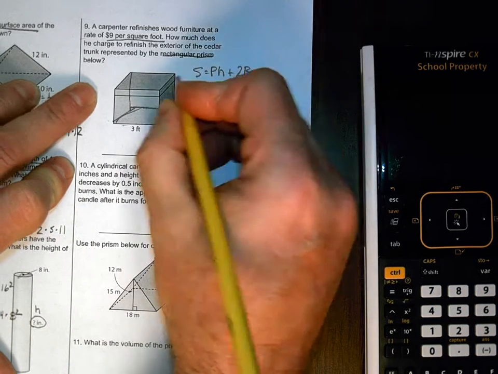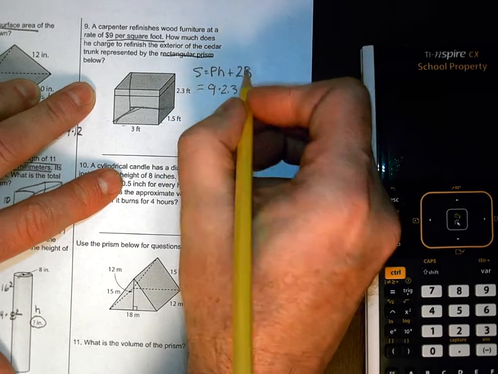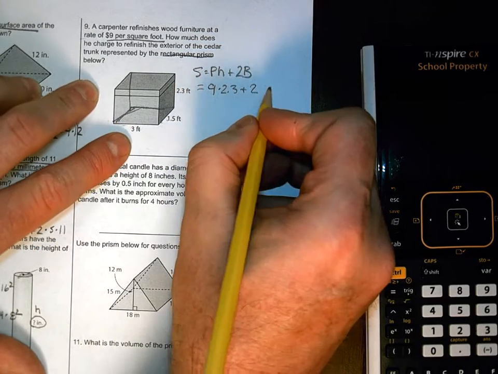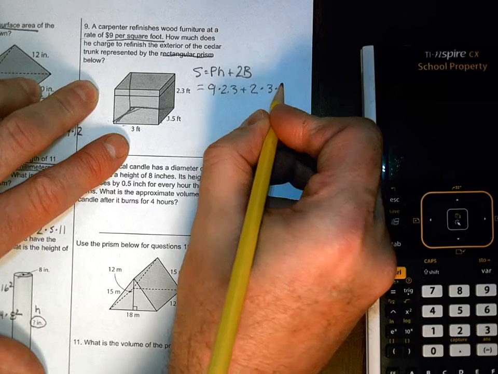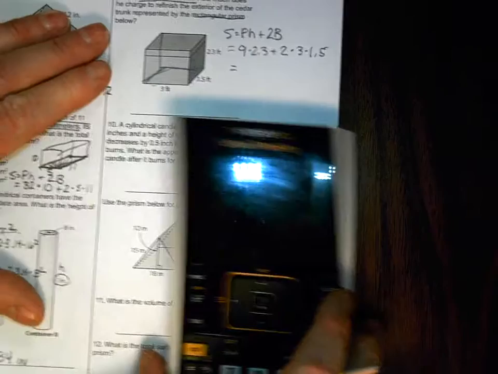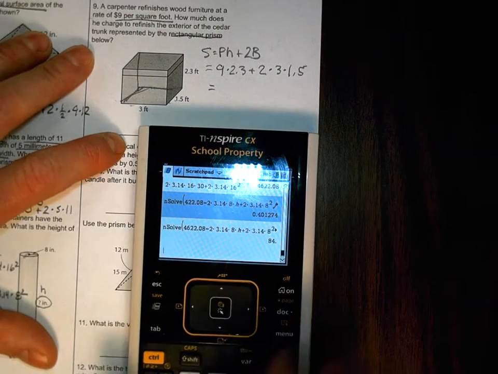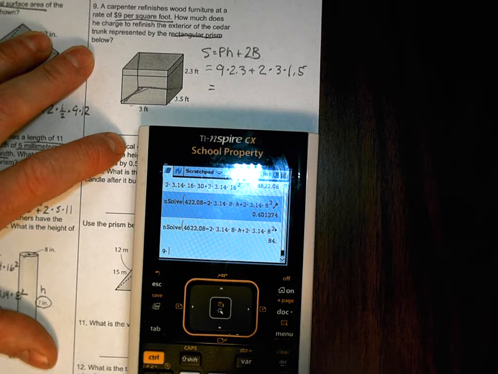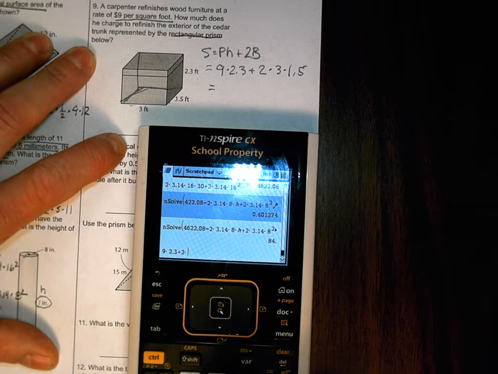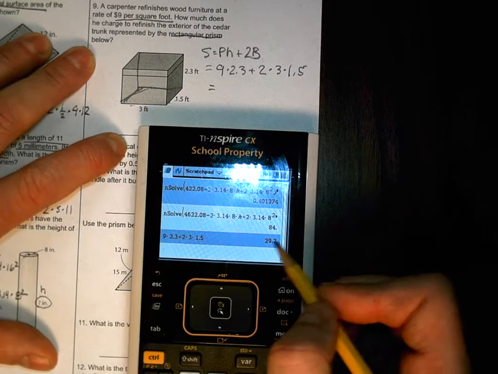Times height of 2.3 plus 2 times the area of the base. And the base is length times width, or 2 times 3 times 1.5. Now that's going to give me total surface area, but I'm not quite done there. So 9 times 2.3 plus 2 times 3 times 1.5. And I get a total surface area of 29.7 square feet.